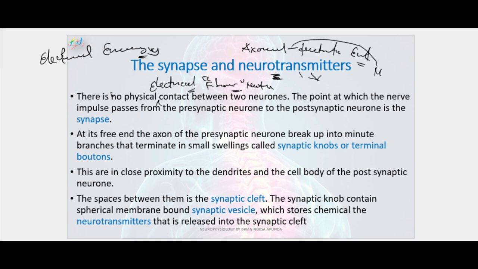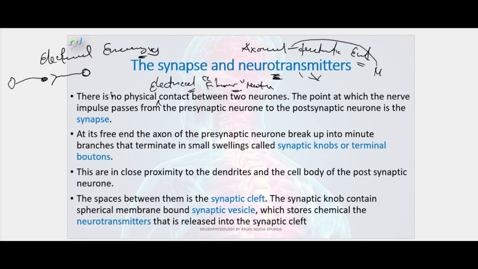So the point at which the nerve impulse passes from the presynaptic neuron to the postsynaptic neuron is called the synapse. So we have two neurons joining. Just a simple presentation.